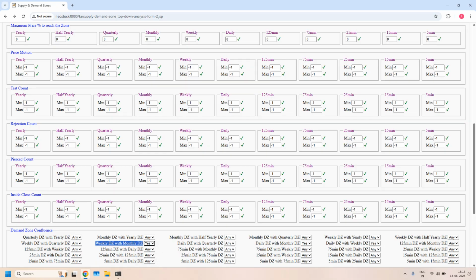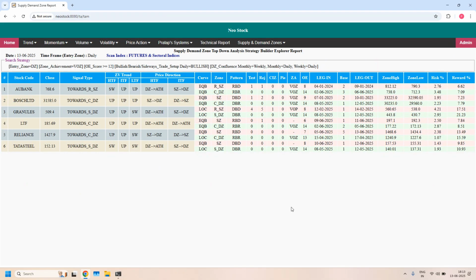With all the 3 filters, we got 6 stocks. In these 6 stocks, all these daily demand zones are overlapped with weekly demand zone, both together again overlapped with monthly demand zone.